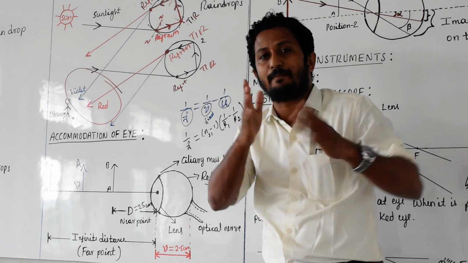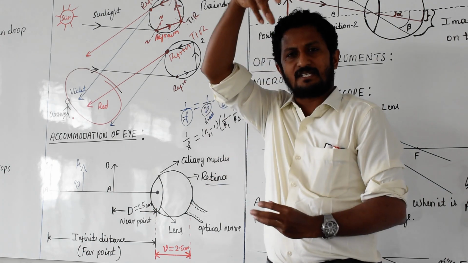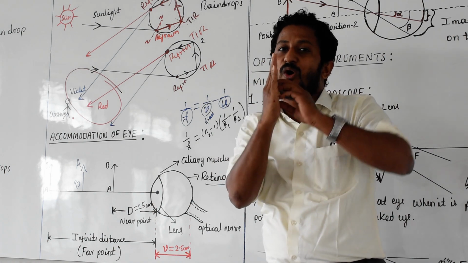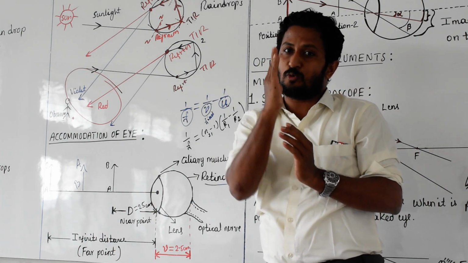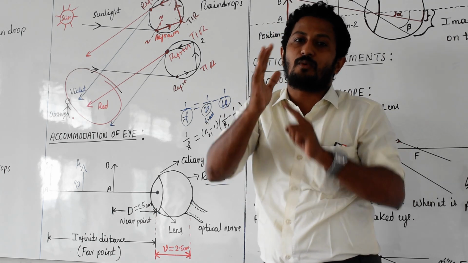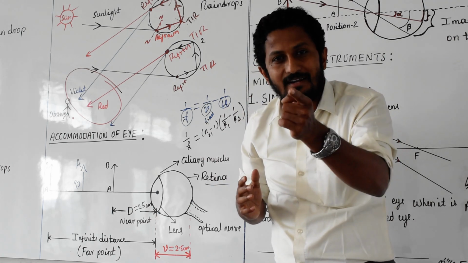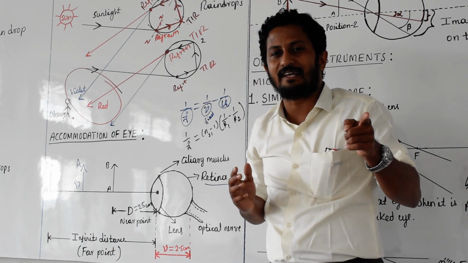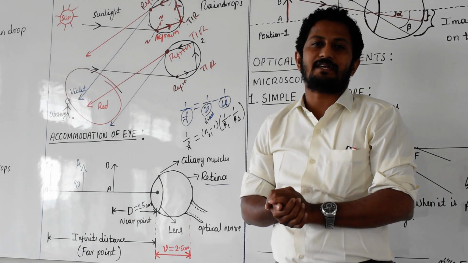See how it is happening here. When the ciliary muscles stretch the eye lens, the curvature increases. The curved portion increases. As it becomes more curved, the radius decreases. As the radius decreases, the focal length of the eye lens also decreases.